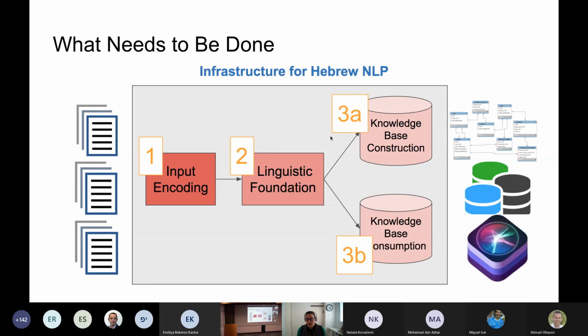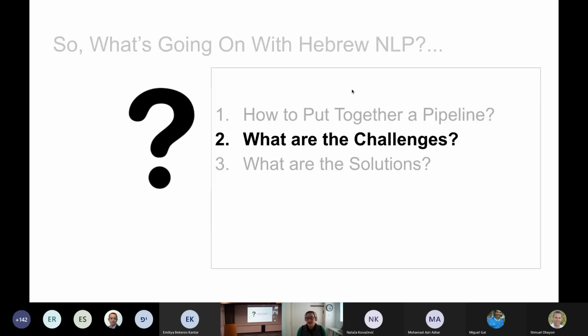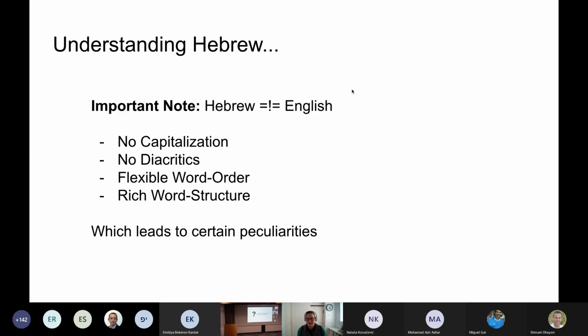And now, assuming we like this, maybe we want to ask ourselves, okay, why not have this for Hebrew? And I'll start with a note that I feel the urge to say: Hebrew is not English. I've been having these discussions on social media. Is Hebrew like English or not? Well, Hebrew is not English for a fact, right? We don't have capitalization. We don't have diacritics. We don't have the same word order patterns.